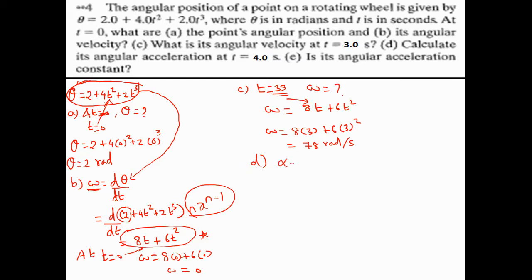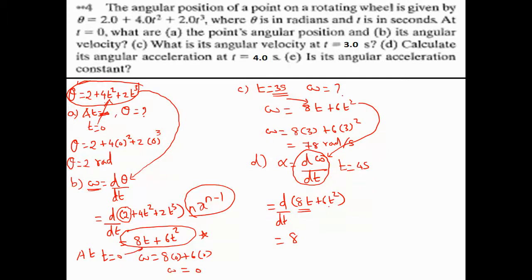What is angular acceleration? We already studied this formula, which is nothing but d omega over dt. Once you find d omega over dt, what value do you have to substitute? You have to substitute 4 seconds. So I take this omega and substitute it here. d over dt of my omega value, 8t plus 6t square. If I differentiate this, I get 8, and differentiating with respect to time again, I get 12t.